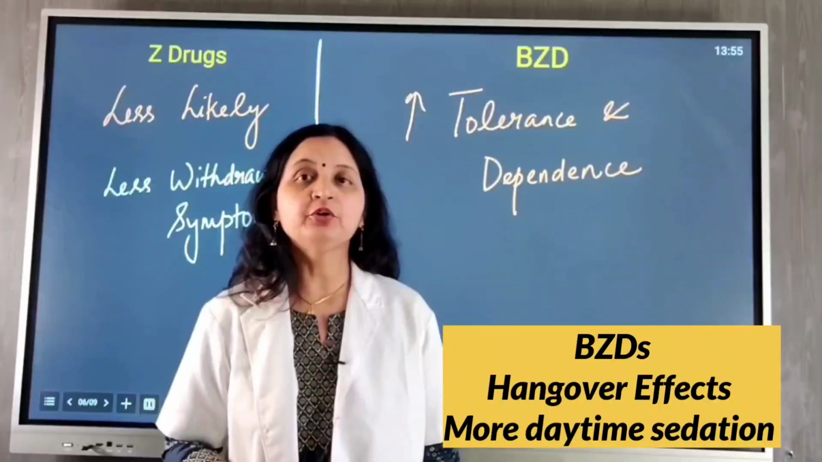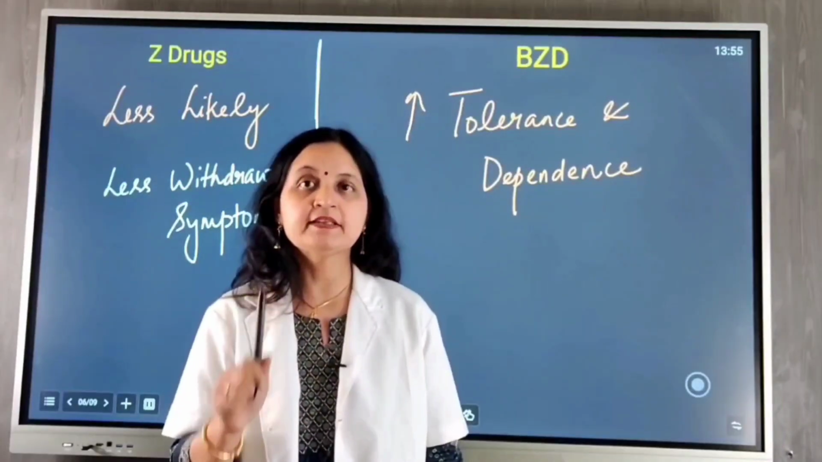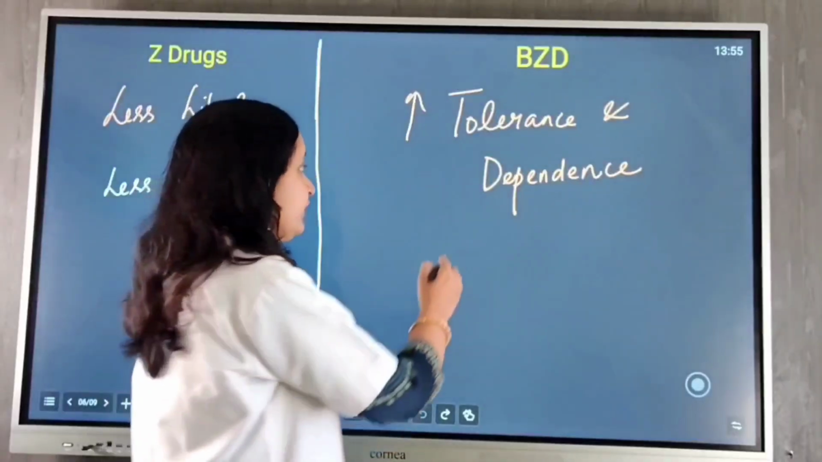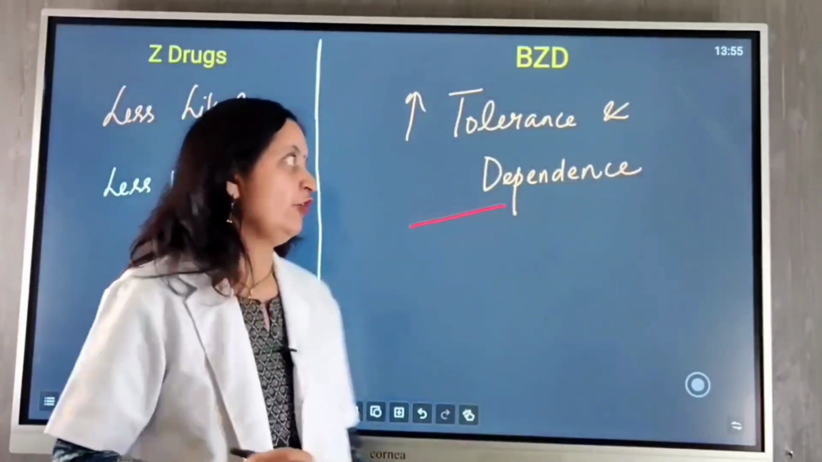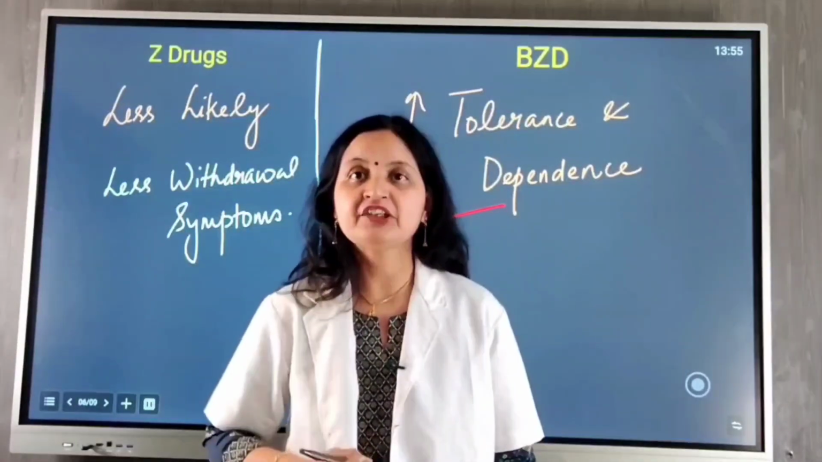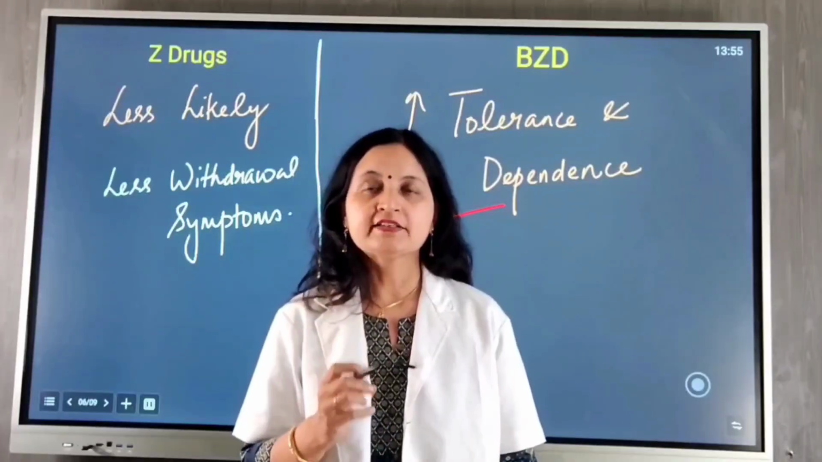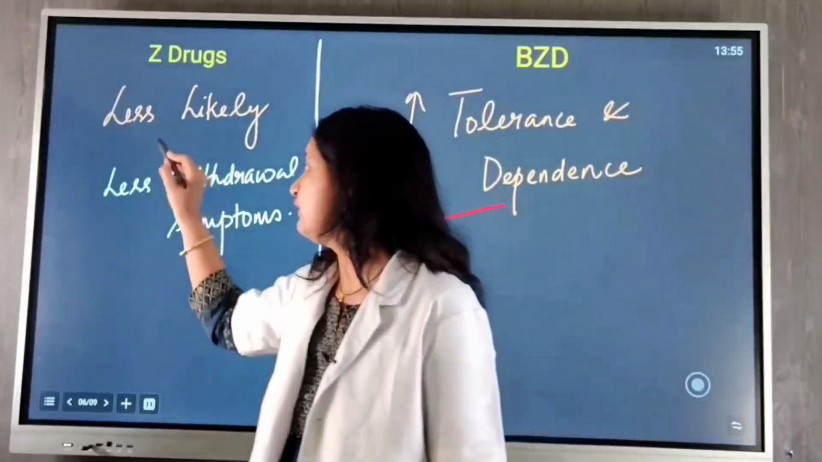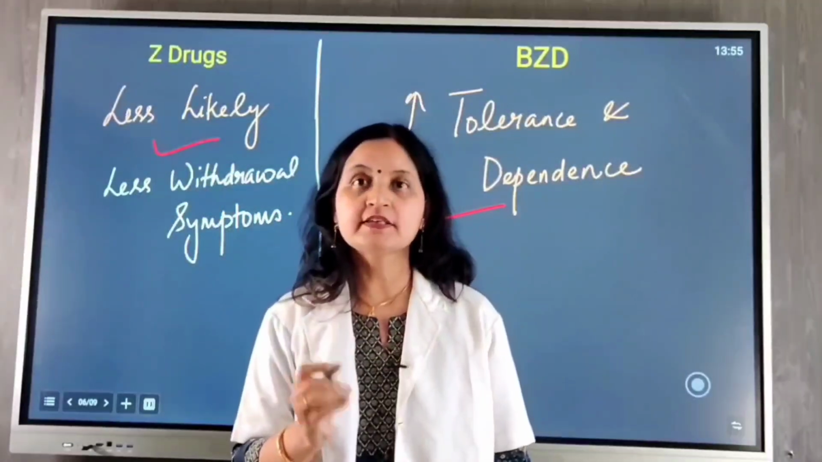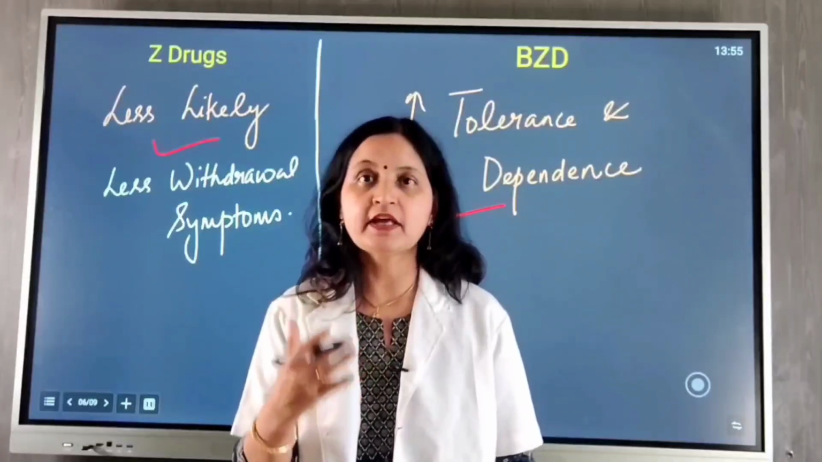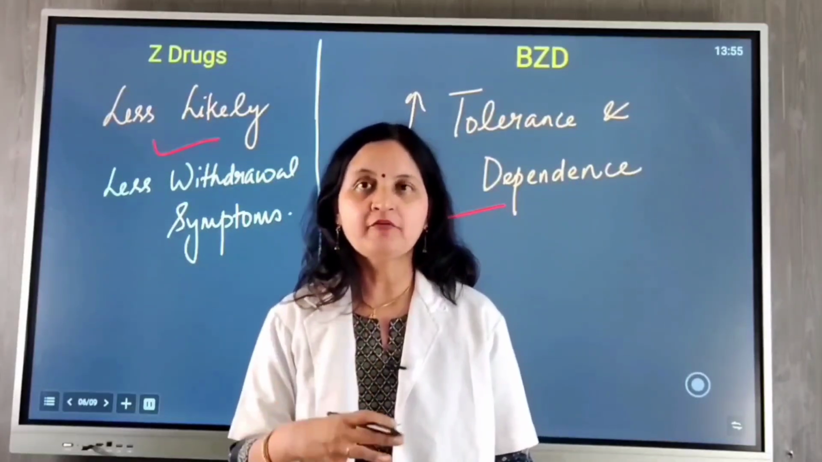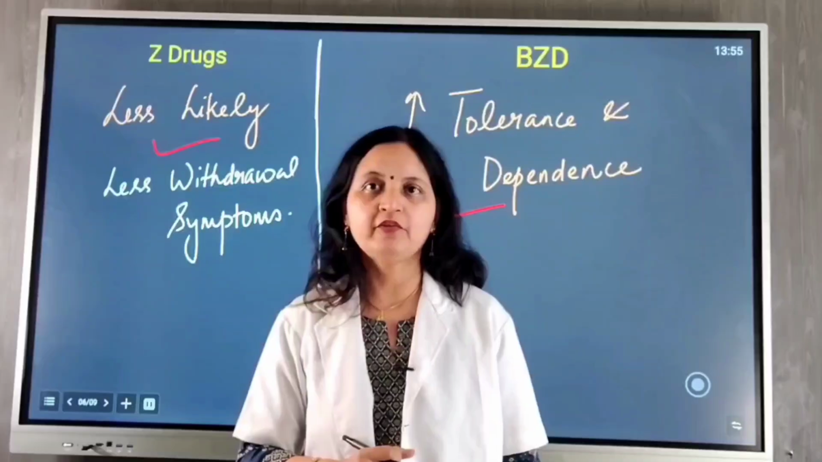It is also important to note that tolerance and dependence are more common with the benzodiazepine group of drugs, which develops within weeks of initiating the drug. Whereas dependence is less likely with Z group of drugs, the risk of withdrawal symptoms is less common with Z group of drugs than the benzodiazepine group of drugs.